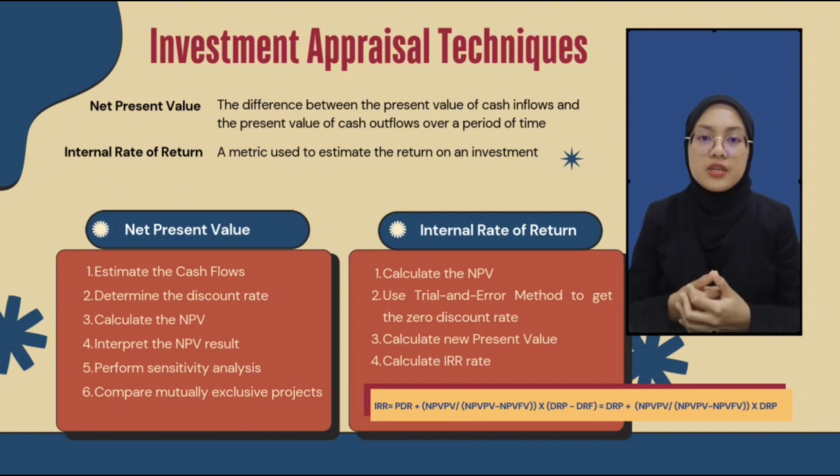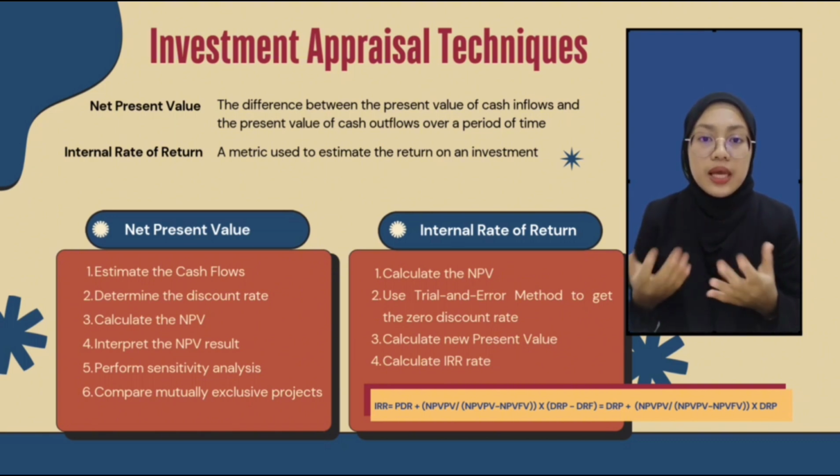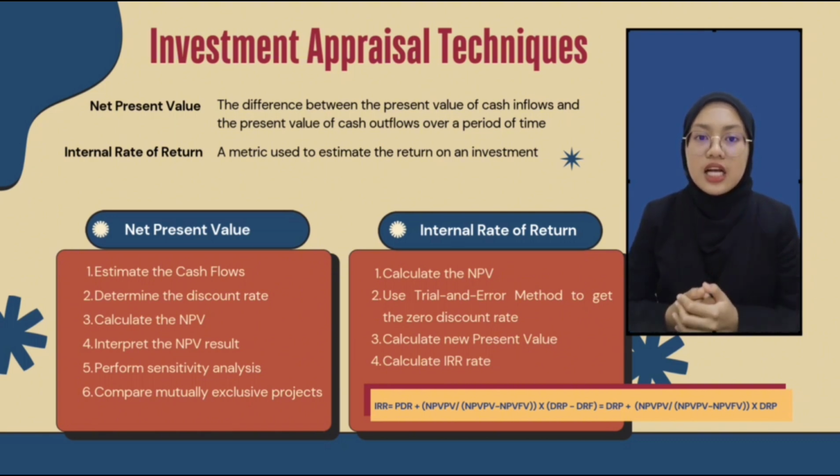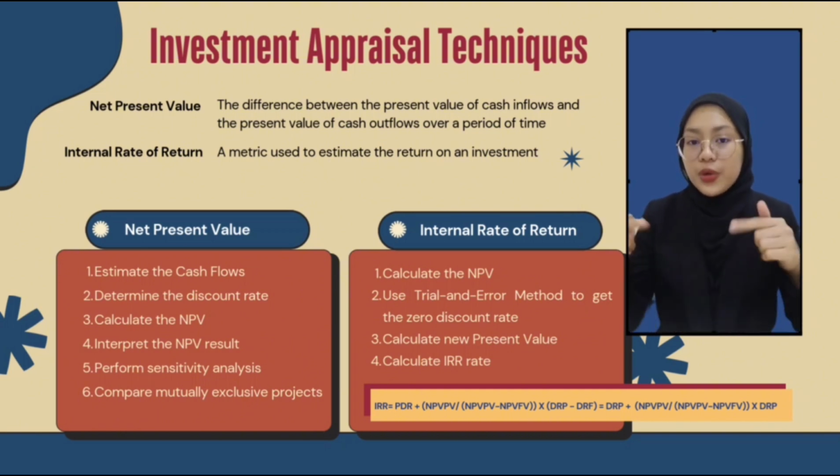We move to IRR process. First, calculate the NPV. If you already counted the NPV, you just need to copy and paste in table. Second, use try and error method to get discount rate, and try and error until the new NPV equal to 0. Third, calculate the new present value. Lastly, calculate IRR rate. The formula already shown at the below.